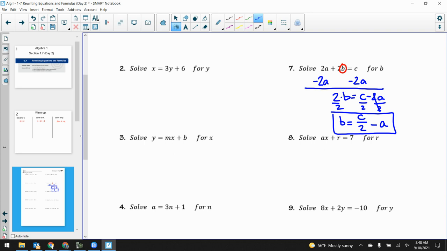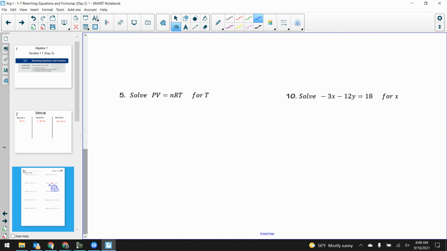Okay, let's do the same thing for 10. Solve for x. Now, I see 2 things happening to x. It's multiplied by -3, and then subtracted by 12y. So reverse order of operations. I've got to undo my addition and subtraction first, so that minus 12y needs to go over to the other side by adding 12y to both sides. So negative 3x is equal to 18 plus 12y.